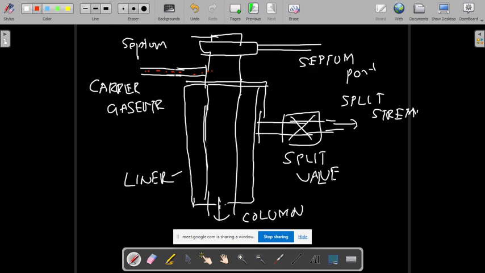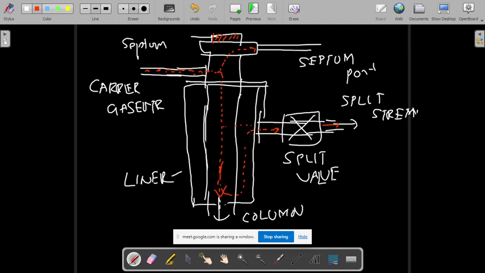When your carrier gas comes this way, a small portion will move through this septum, and the remaining portion will flow here. It also has a provision: part of it can flow through this split valve, and a part of it can flow through the column. These are the provisions. This septum is like a rubber kind of thing.